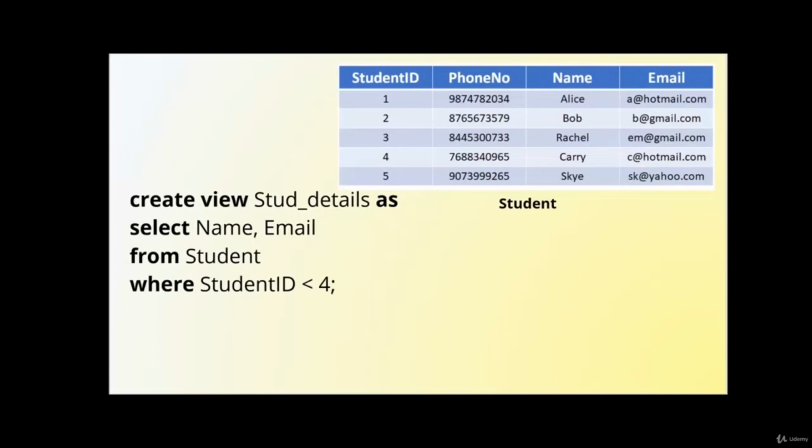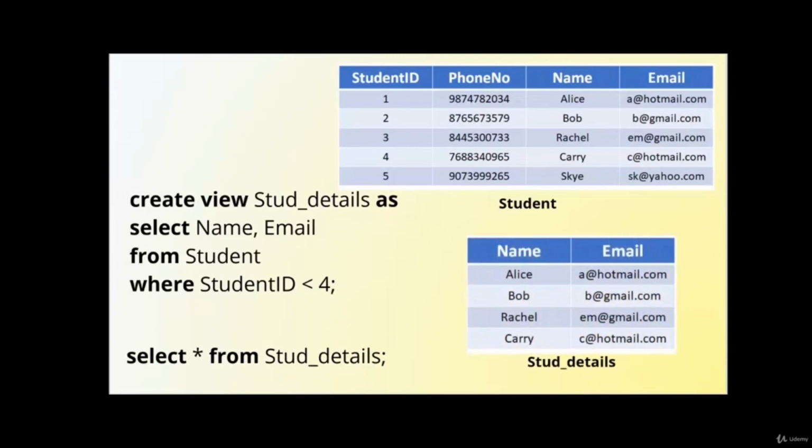Here I have applied a condition that I want the name and email of only those students who have student ID less than 4. So after executing this query, a virtual table will be created. But if you want to see that virtual table, we have to execute one more query, that is select star from student_details, which means extract all the data from that table and display it. So after executing these two queries, we can see the result table, the virtual table, as our output.